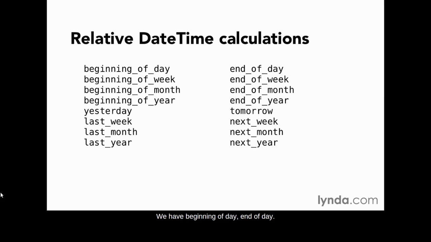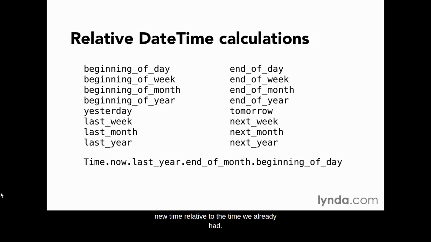We can also do relative date time calculations. We have beginning_of_day, beginning_of_week, end_of_week, and so on, all the way down the list, all the way till we get to last_year and next_year. These work well when we want to jump to a new time relative to the time that we already had. So for example, Time.now.last_year takes the current time and moves exactly 1 year back in time.